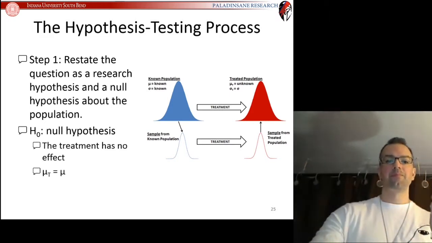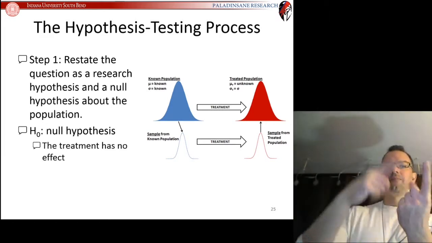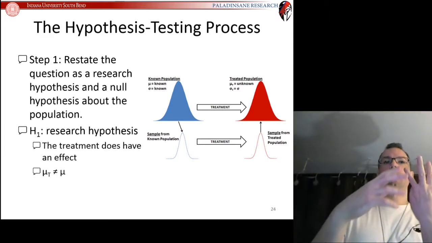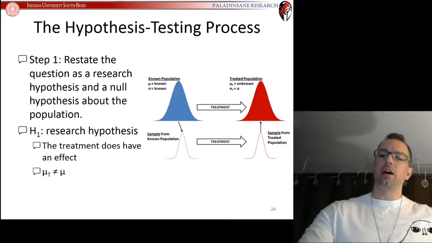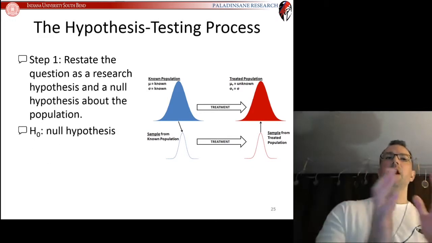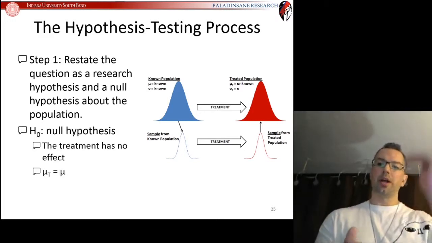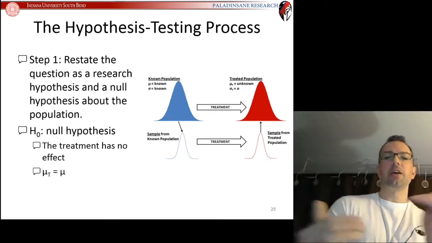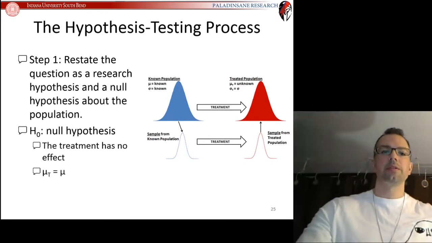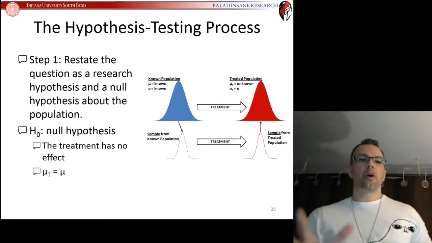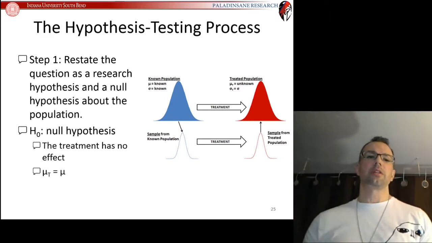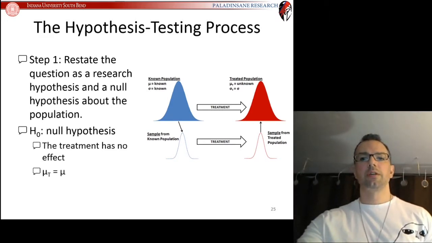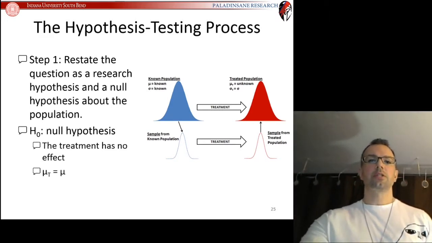The null hypothesis takes care of the scores staying the same. The research hypothesis takes care of the scores going down, and it takes care of the scores going up. So all three possibilities are covered, and that's one of the ways to know whether you did a null and research hypothesis correctly. All three possibilities, going up, going down, and staying the same, have to be covered by one of the two hypotheses. All right, so that's step one: state a question as a research hypothesis and a null hypothesis about the population.